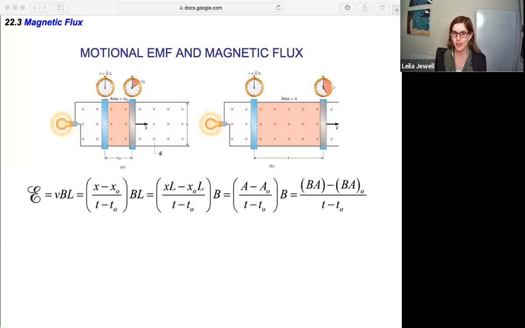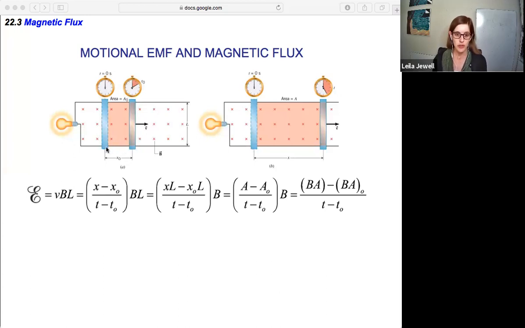Section 22.3, Magnetic Flux. If we continue from our last section on motional EMF, we'll find that if we take a closer look, it actually closely relates to this idea of magnetic flux. So we'll start with the equation that we got for the motional EMF, which is equal to the speed that the rod is moving at times the magnetic field strength times the length of the rod.